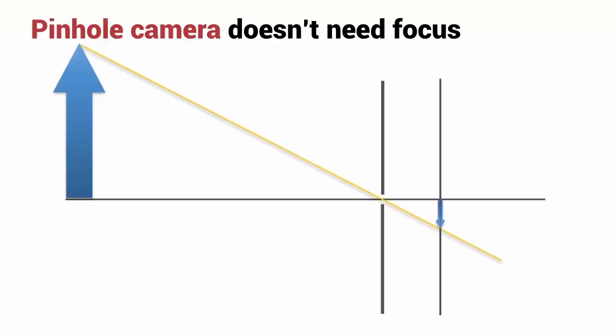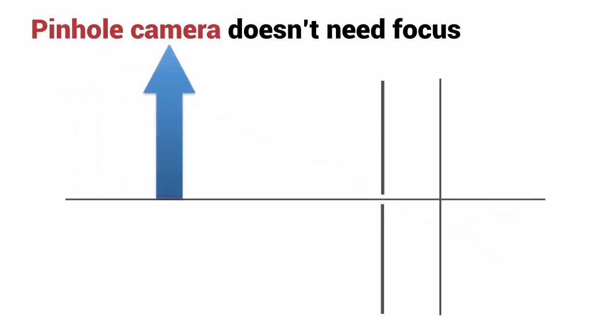Interestingly, a pinhole camera does not require focusing. Irrespective of the distance of the object, the image that it forms is always sharp. But the disadvantage of the pinhole lens, as I mentioned earlier, is that the images are very, very faint. So it doesn't need focusing, but it doesn't produce bright images.